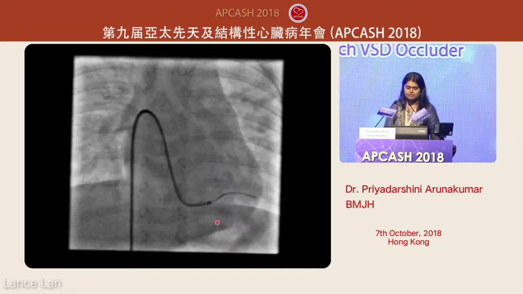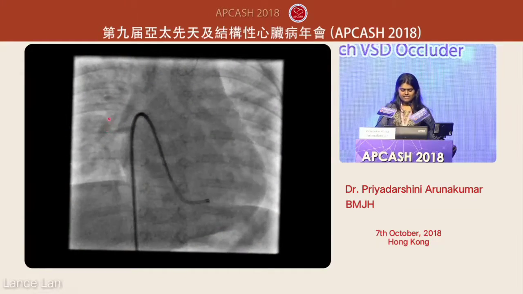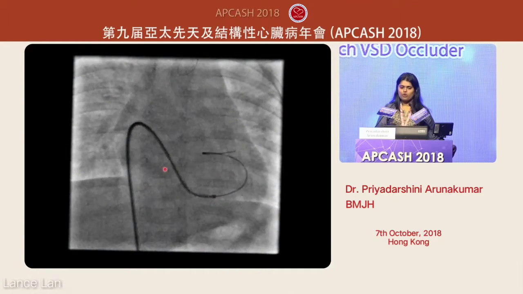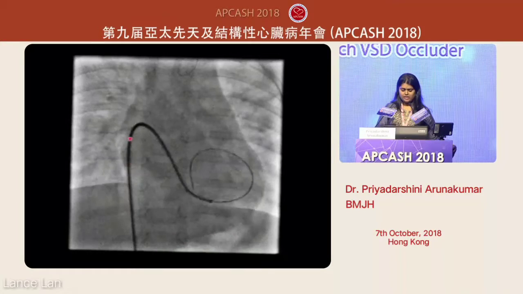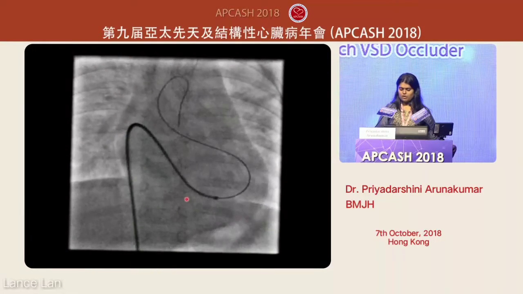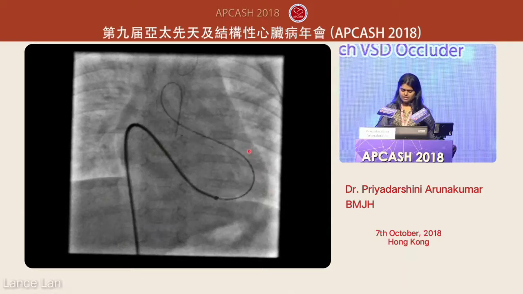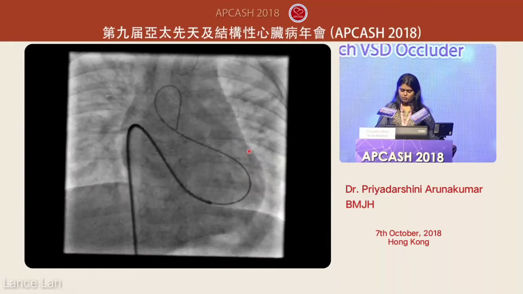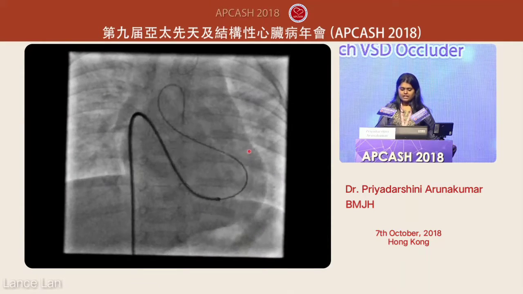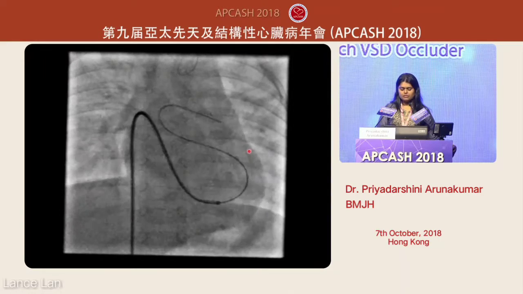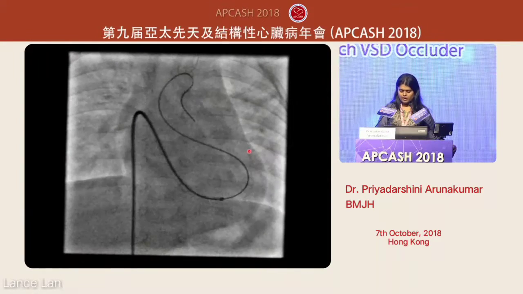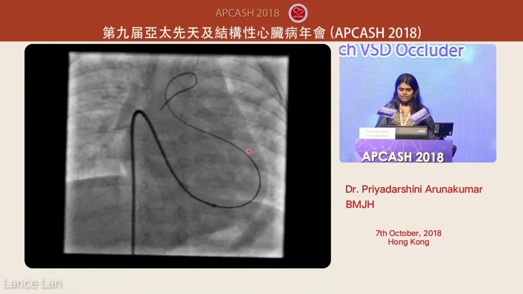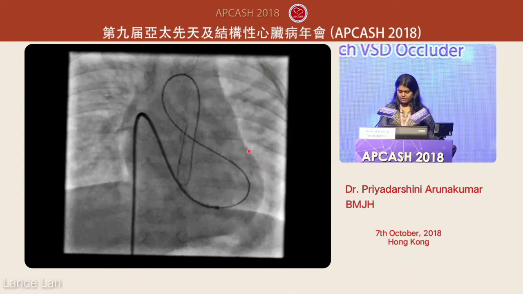So the initial attempt was to close from the venous side, and this particular loop could not be avoided no matter what we did. So this loop at the tricuspid valve into the right ventricle was almost inevitable, and we crossed the defect with the wire successfully, but then we couldn't track the catheter, and we could not put in the sheath subsequently. We were successful in putting a glide across the defect, but then the sheath wouldn't track.